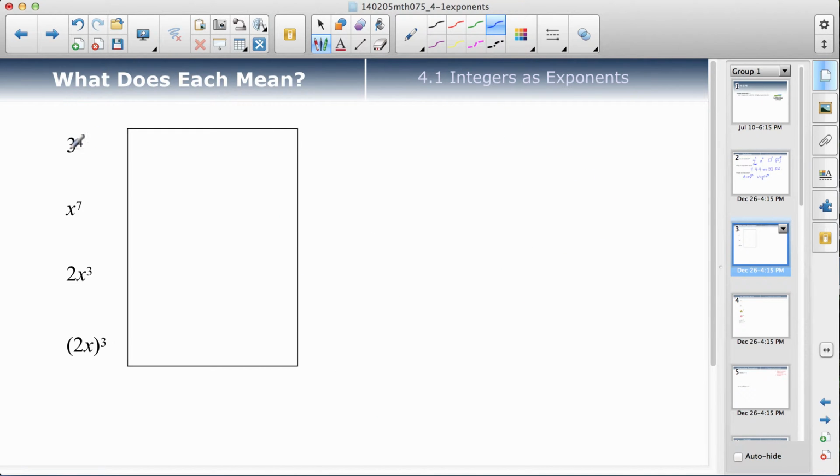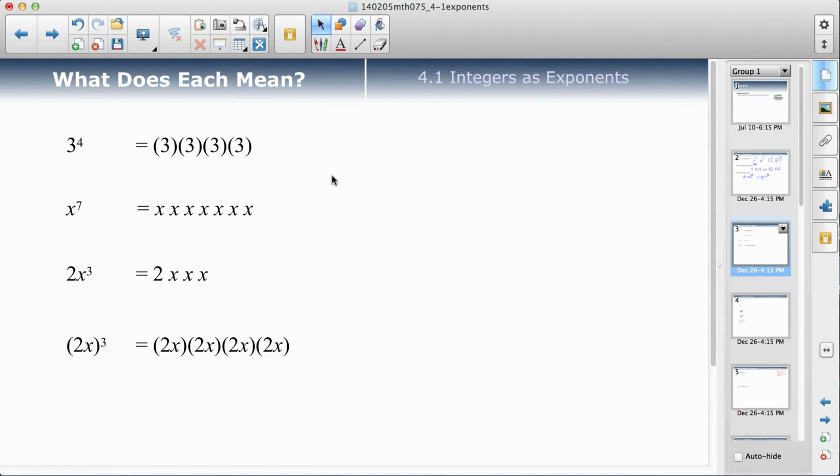So if I'm taking a look at these, you may want to pause and see if you can rewrite those as the multiplication of something. So 3 to the 4th, what does that mean? X to the 7th, what does that mean? So pause and maybe write down what you have there. Okay, hopefully you've pressed play, and if you wrote something like this, that's perfect.